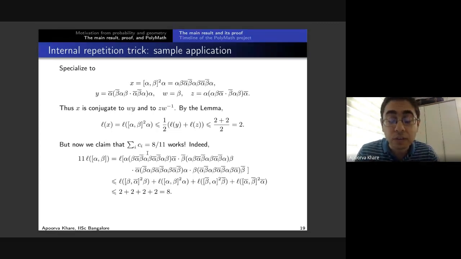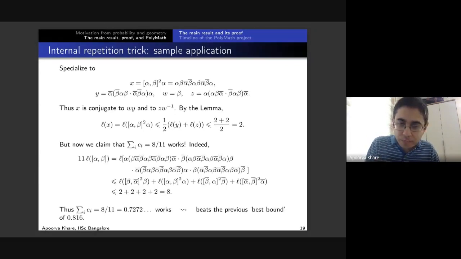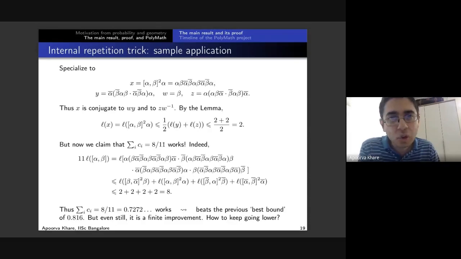8 over 11. In the last slide and this slide, I showed you how to get 8 over 11 using very clever tricks. And this is 0.72. So you come down from 0.816 to 0.72. But even still, it beats the previous best bound, but it is still nowhere close to zero. A positive number is a positive number, and there still is a lot of gap between that and zero. How to keep going lower?